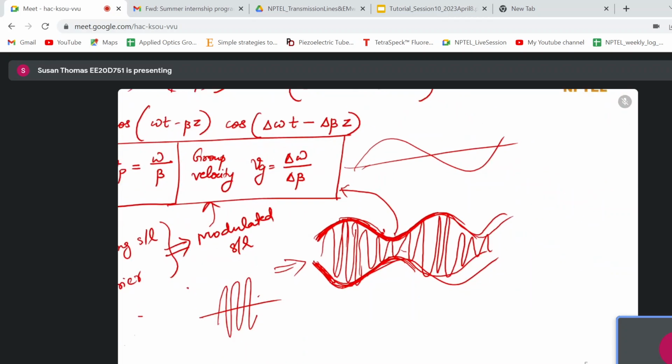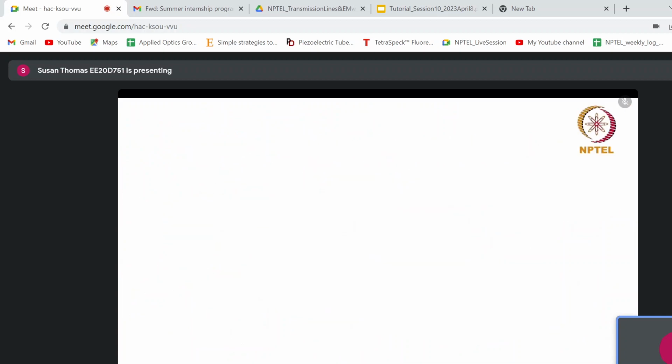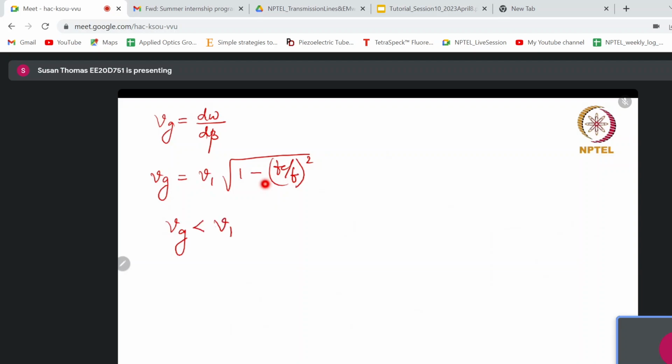So to make it more clear, Vg is written as d omega by d beta. Also, Vg can be expressed as V1 into square root of 1 minus (Fc by F) the whole square. Also we know that Vg is less than V1, Vp is greater than V1, or c, whatever it is. So group velocity is always less than V1, whereas phase velocity is always greater than V1.